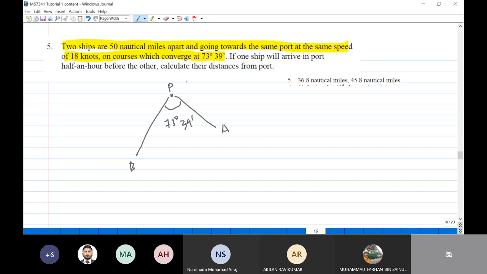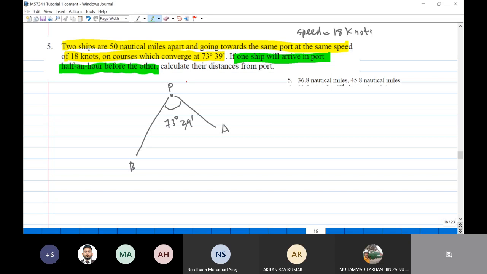Then the second piece of information, which is crucial, is the speed. The speed is equal to 18 knots, so they both travel at 18 knots. Then the next information they tell you is that one ship arrives at the port half an hour before the other.